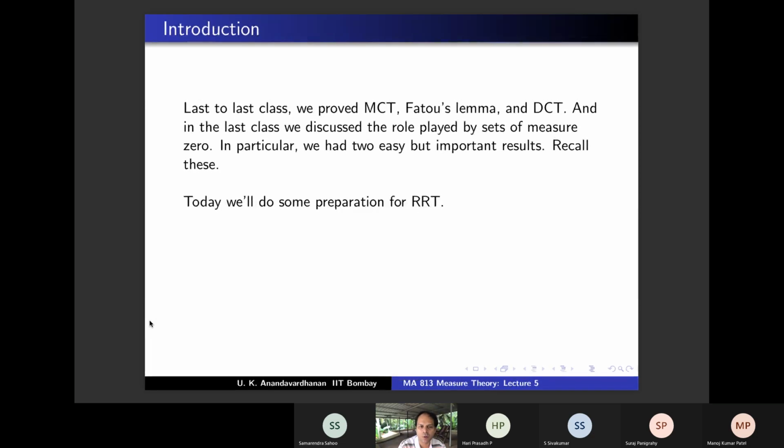And today we will do some topological preparation for the Riesz representation theorem. As I said, maybe you know all these things already, but it's good to recall. And then we are going to construct Lebesgue measure. What is Lebesgue measure? You might have done it for R, but for Euclidean spaces R^n, what is its property?